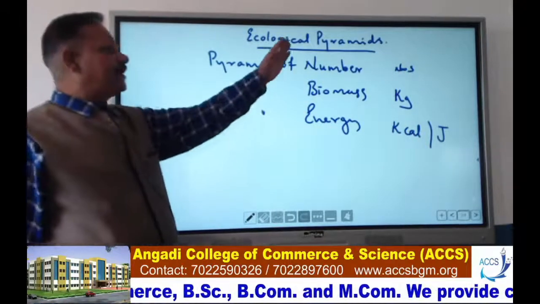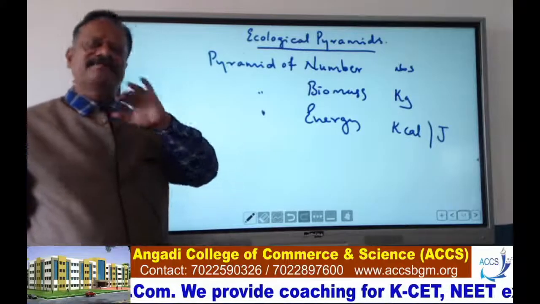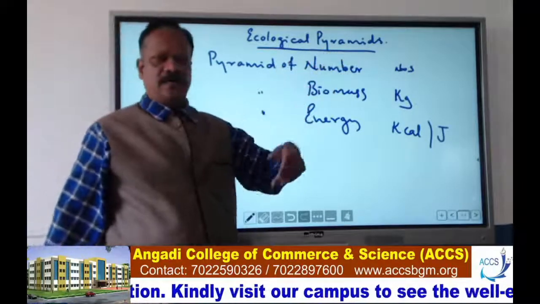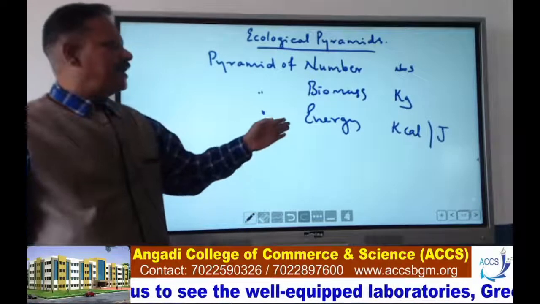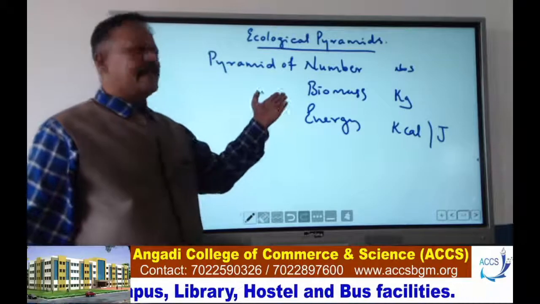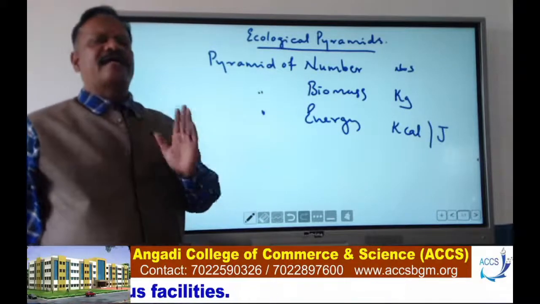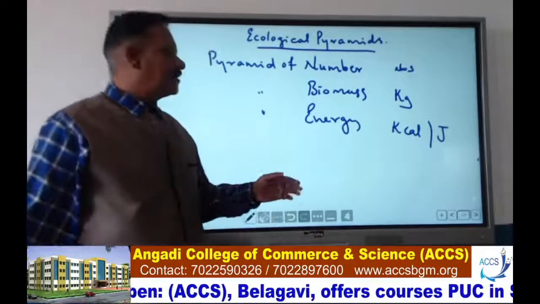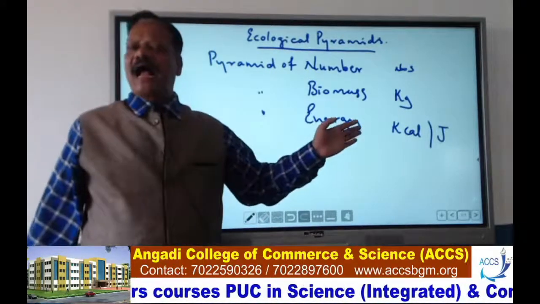So, if the calculation is in number, then we call it a pyramid of number. If we are calculating in kgs, that is weight, then we call it a pyramid of biomass. If we are calculating in kilocalories or joules, then definitely we call it the pyramid of energy.